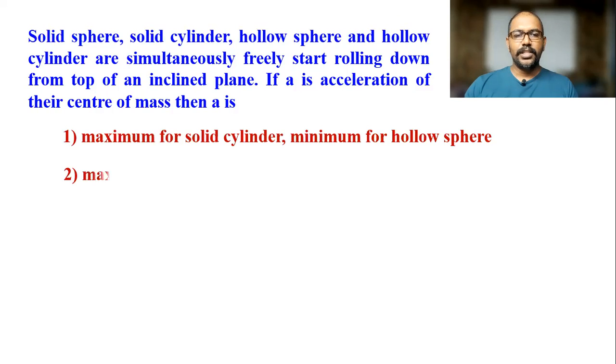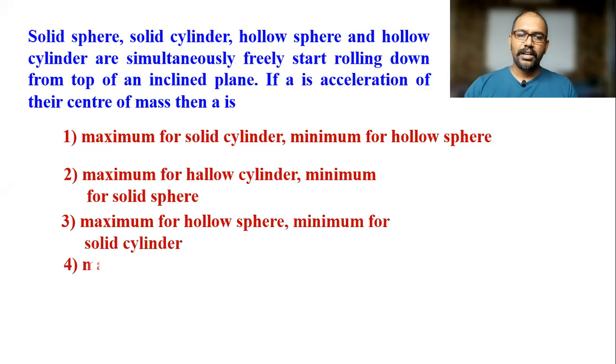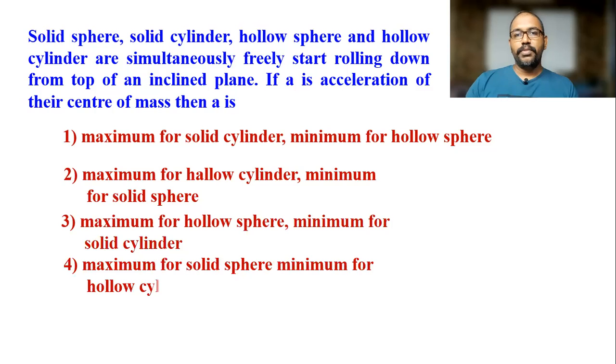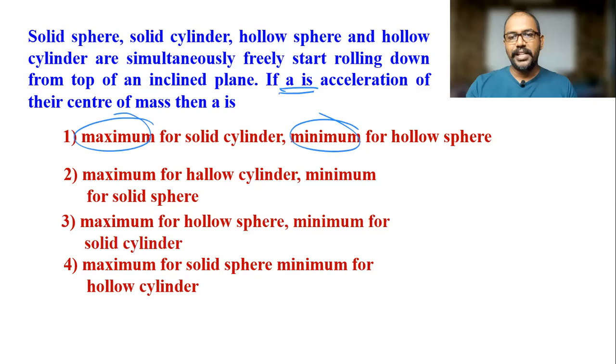And see the options here. You have to select the correct option. If you see the options very carefully, in every option they mention maximum and minimum. What acceleration? We are talking about the acceleration. Acceleration is maximum for which object and minimum for which object, that we have to decide here.